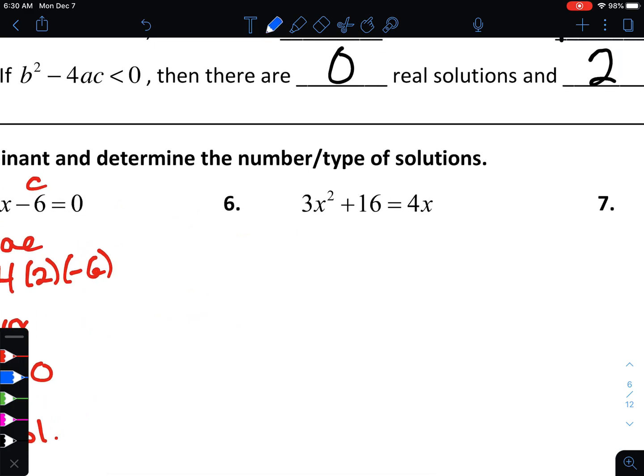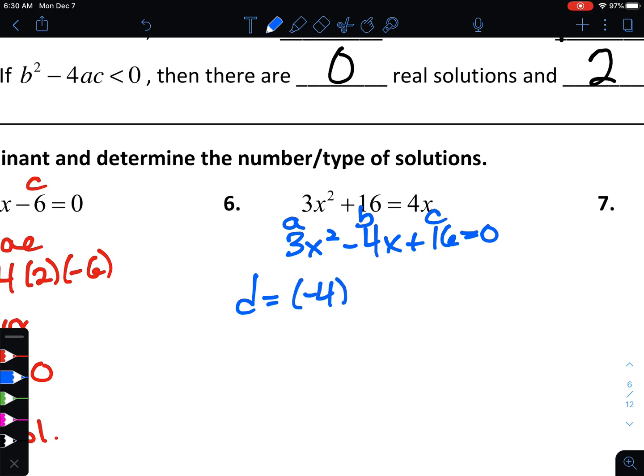All right. For number 6, just like with the quadratic formula, it's important to make sure that one side of your equation is equal to 0. So we're going to subtract 4x from both sides. So 3x squared minus 4x plus 16 equals 0 is going to be the equation that we'll use to solve for our discriminant. So in this case, a is 3, b is negative 4, c is positive 16. So our discriminant is equal to b squared, which is negative 4 squared, minus 4 multiplied by a, which is 3, multiplied by c, which is 16.